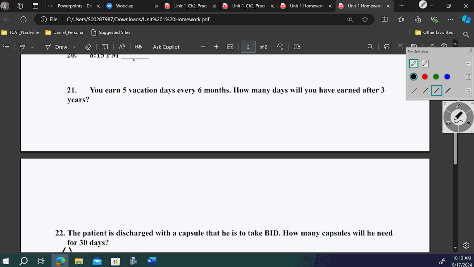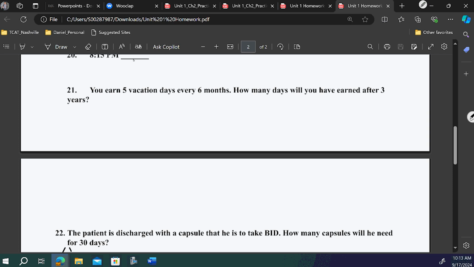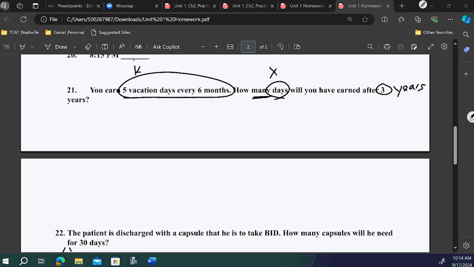So you earn 5 vacation days every 6 months. How many days will you have earned after 3 years? So this one is saying, again, look for your X. My X is what? How many days? Okay, so X days will you have earned after 3 years? So there's the conversion. I have 3 years discussed here. What I know, they told me 5 vacation days every 6 months. The problem is 6 months and years are different time measurements. So I've got to figure out where's the in-between.